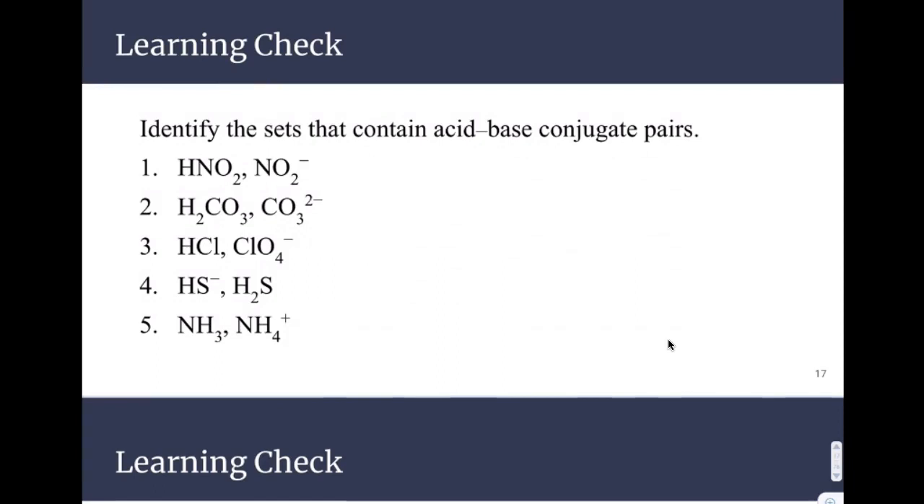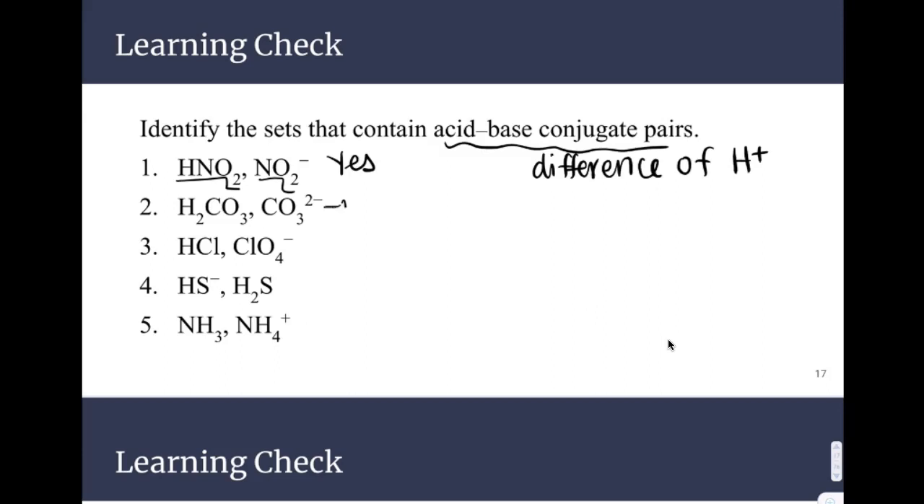So is this an acid-base conjugate pair? What you're going to look for is a difference of H+, only one H and one plus. If you were to get rid of H+ for this nitrous acid, would it be nitrite? Yes. This is a conjugate acid-base pair. If you take this carbonic acid, is the difference one H and one plus? No, this is not the difference because there's two H's difference here. And so what would be the correct answer for carbonic acid? It would be HCO3- when you get rid of an H+.